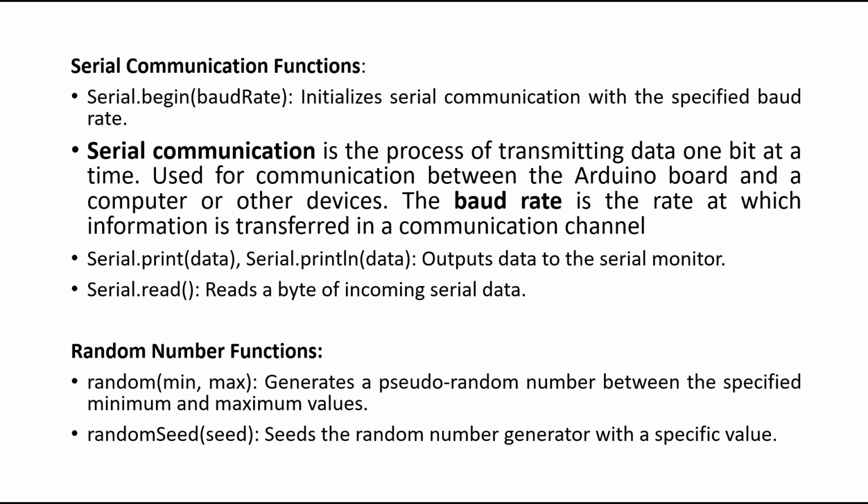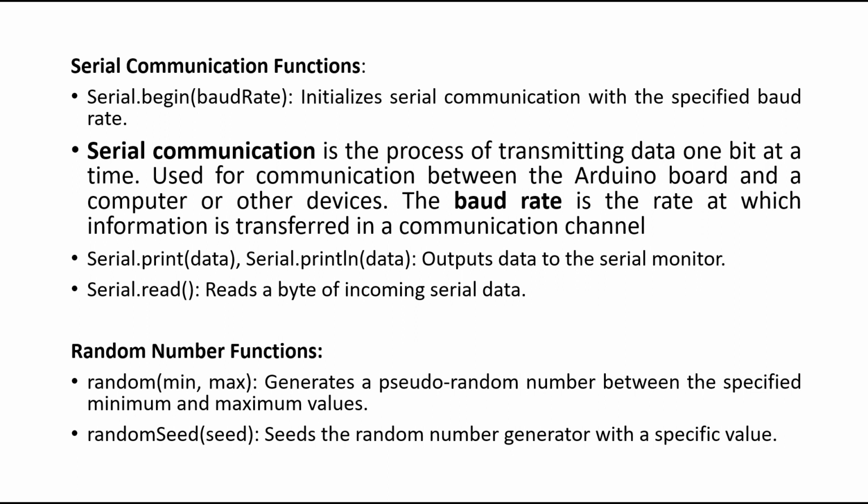Serial communication is the process of transmitting data one bit at a time. It is used to communicate between the Arduino board and the computer or any other devices. Baud rate is the rate at which information is transferred in a communication channel. It is represented as bits per second, BPS. And then we have Serial.print of data or Serial.println of data, which outputs the data to the serial monitor in the Arduino IDE, and Serial.read, which reads a byte of incoming serial data.